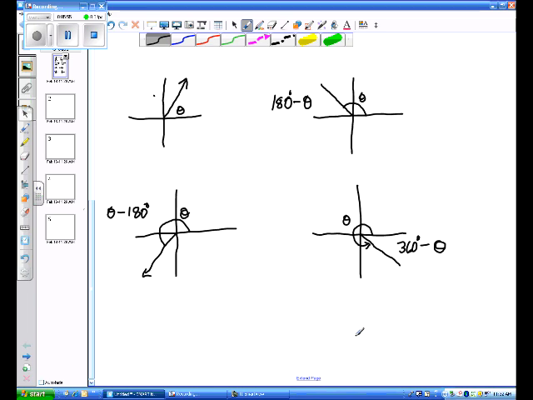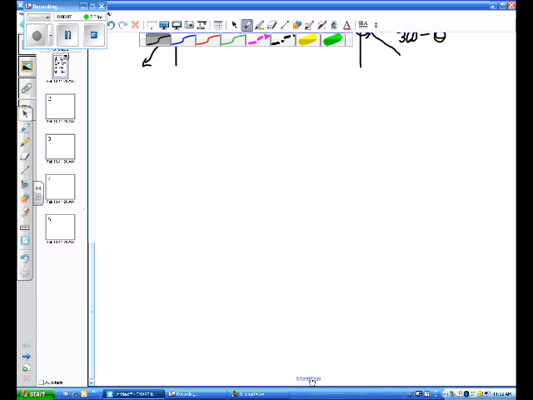So we have ways of finding our reference angle in every single quadrant. So we want to look at just a few and figure out what our reference angle is. So let's say that we have 95 degrees.